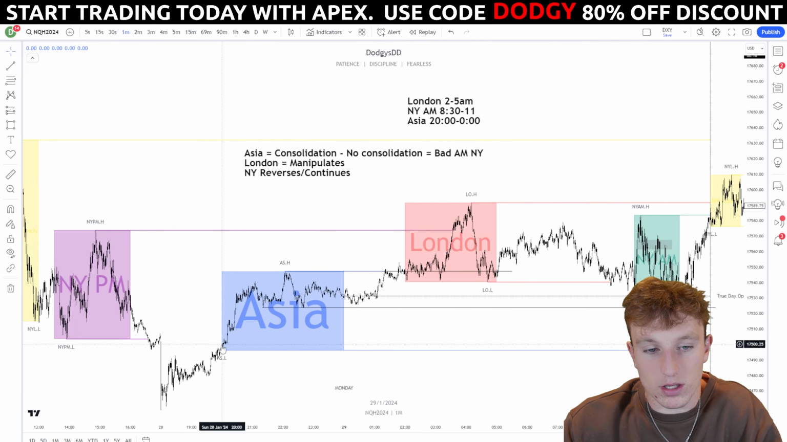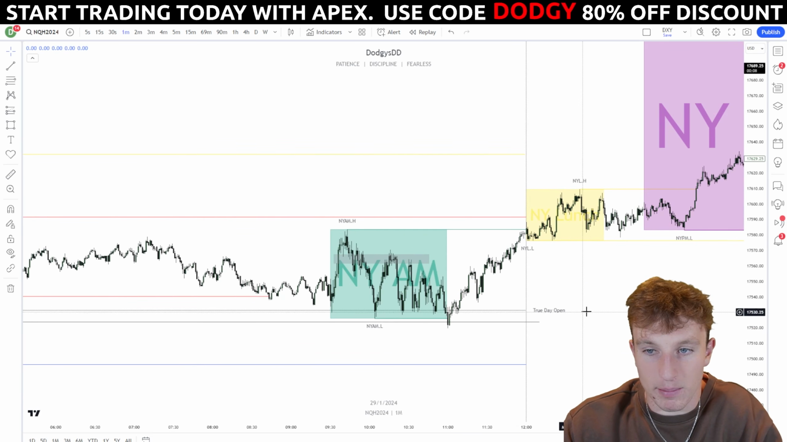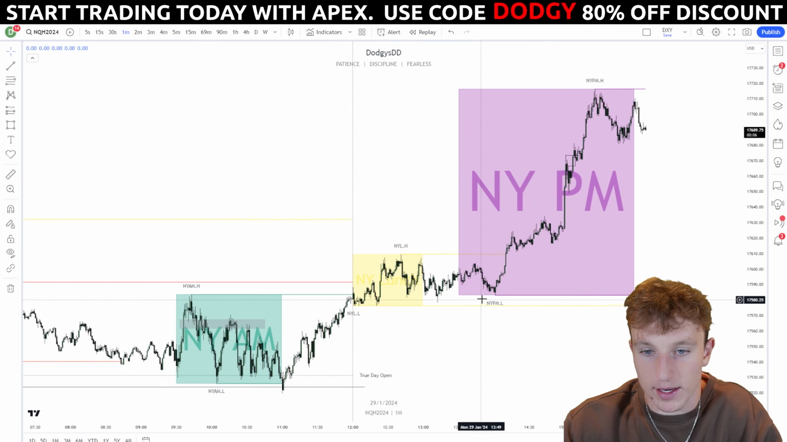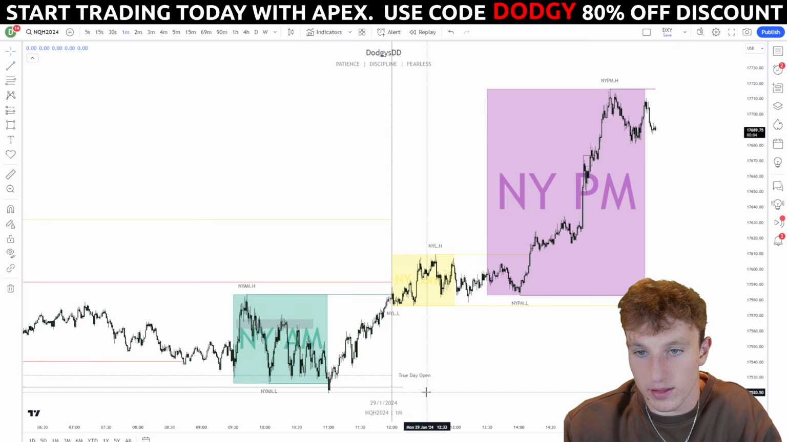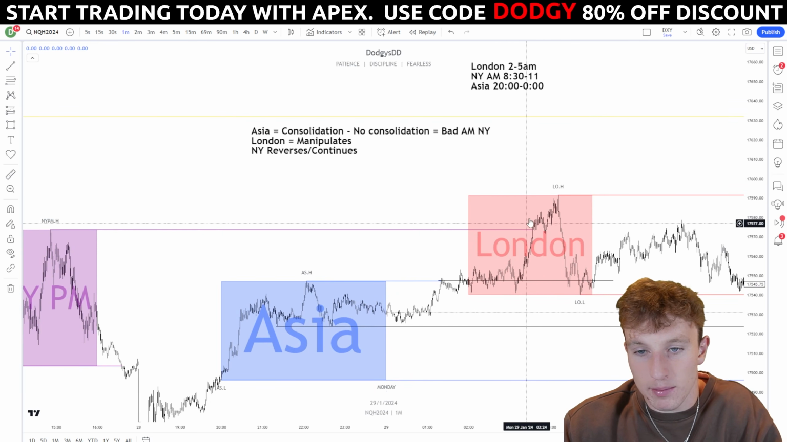So in this example, Asia expands, which means what? Which means New York session is going to suck. Did New York session suck? Yes, it did. Which means PM session is going to be better. Was PM session better here? Yes, it was. Look at this. Like magic.